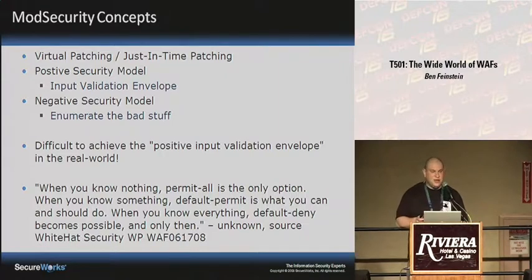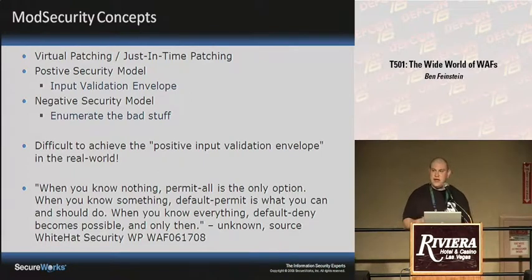Now, there are some tools, and these products typically have learning modes where they observe the web traffic on your application and try to build that positive input validation envelope. And I want to give a quote. I'm not sure who gave this quote, but it's from a White Hat Security white paper, and I just really liked it. So it says, when you know nothing, permit all is your only option. When you know something, default permit is what you can and should do. But only when you know everything, then you could do default deny, and only then. So that kind of sums up the difficulty of building this positive input validation envelope, as it's been called.